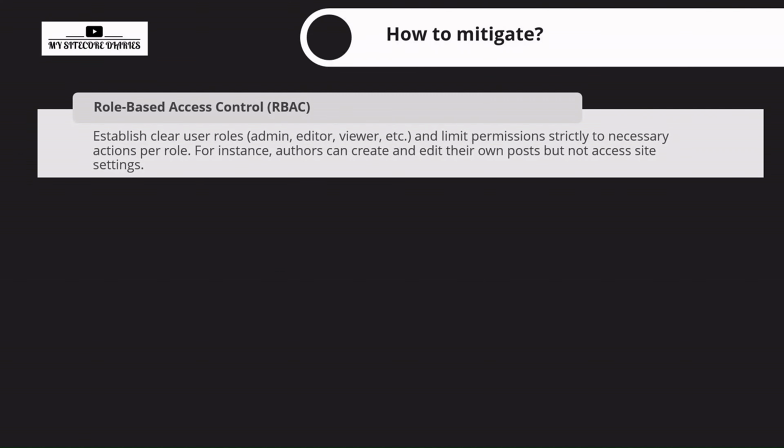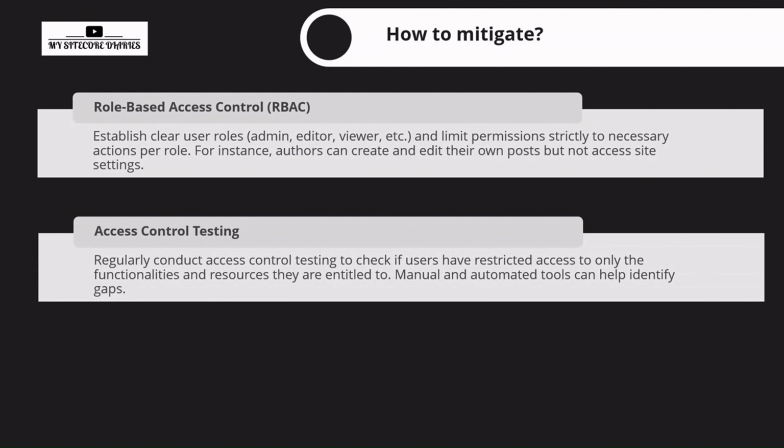Access control testing. Generally we do testing of a website, but we often avoid testing the access control. You should do access control testing as part of your testing mechanism. Regularly conduct access control testing to check if users have restricted access to only the functionalities and resources they are entitled to. Manual and automated tools can help identify the gaps, so you can have both manual and automated testing done for access control.